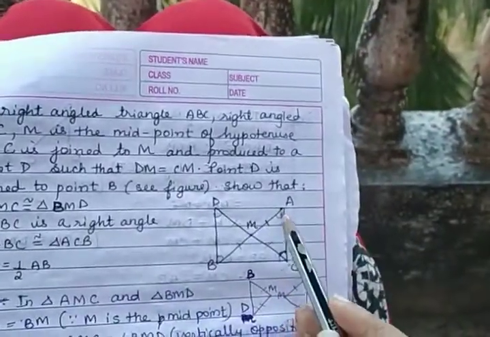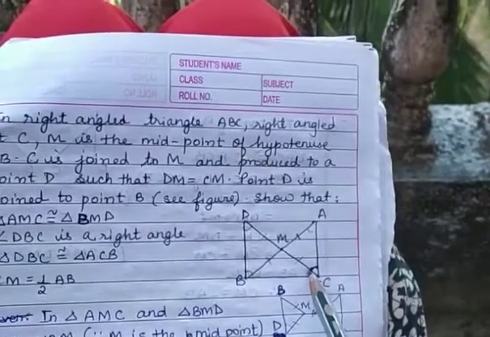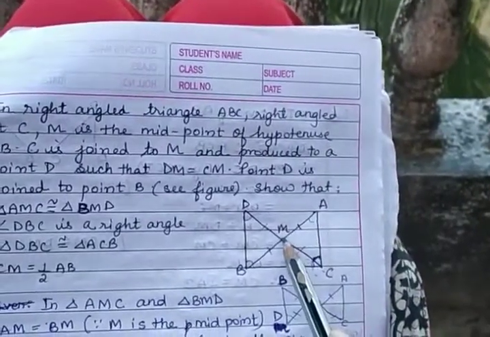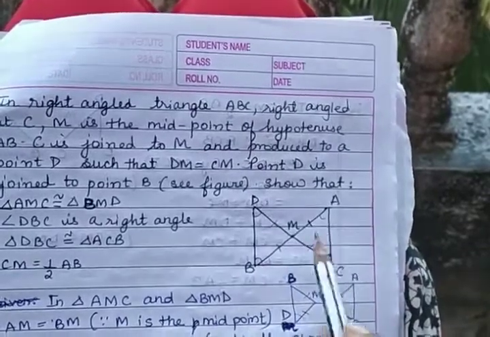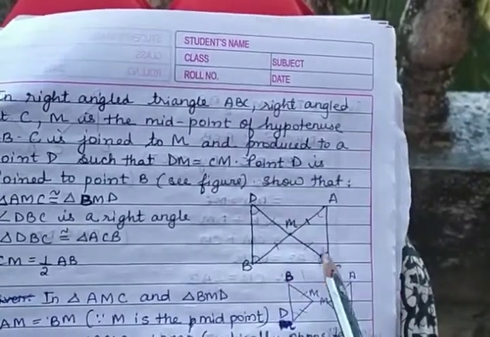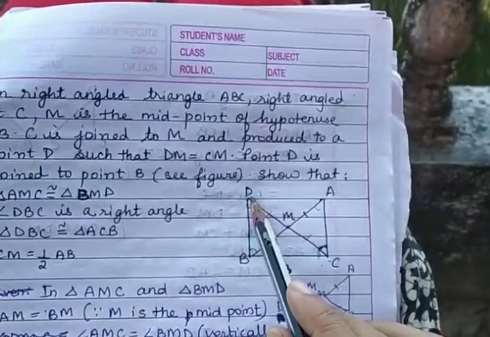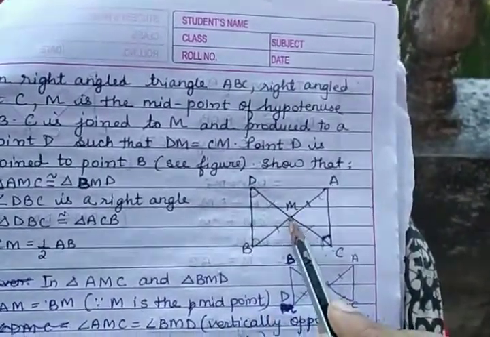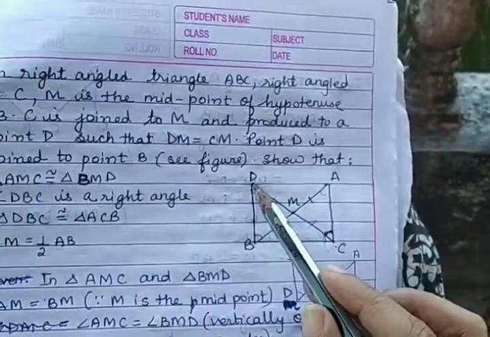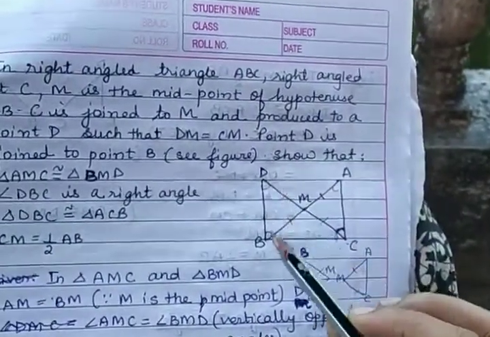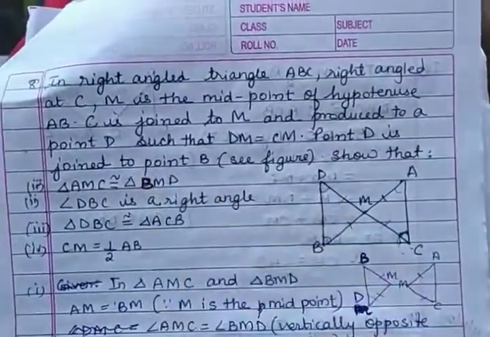So you have a right angle triangle ABC which is right angled at C. M is the midpoint of the hypotenuse AB, and this C is joined to M and produced to a point D such that DM is equal to CM. Now point D is joined to point B as follows. Okay, it is joined like this, and you have to show these things.